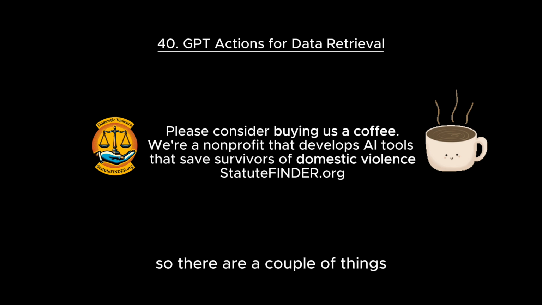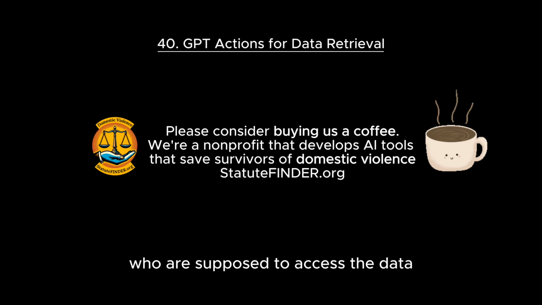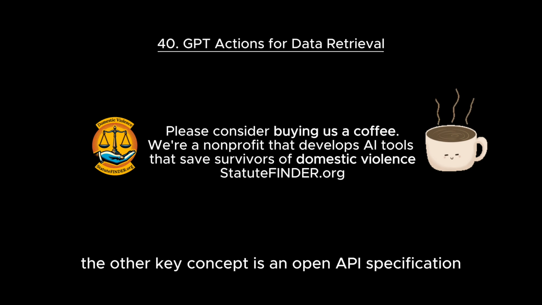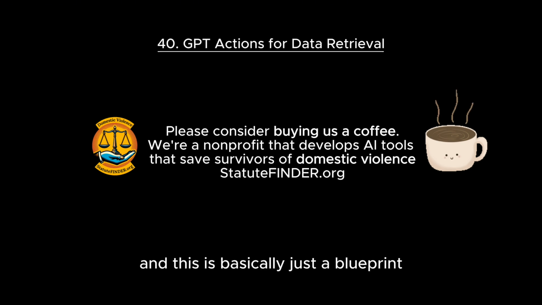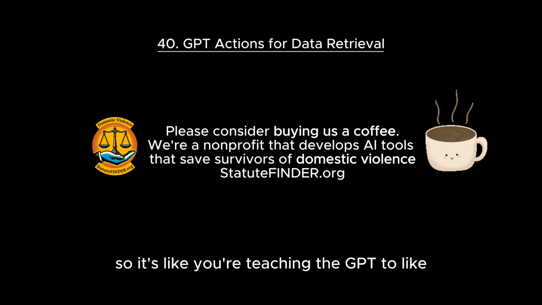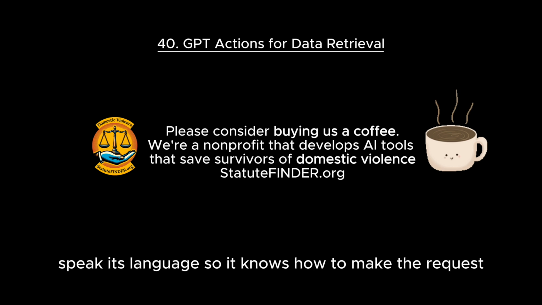So there are a couple of things. First of all, you need authentication, which is kind of just like a password to access a website, right? Right. It's making sure that only the people who are supposed to access the data are able to access the data. And then the other key concept is an open API specification. And this is basically just a blueprint that explains how the API operates. Oh. So what types of requests it can handle, what kind of data it can send back to you, etc. So it's like you're teaching the GPT to understand the rules of the library, right? Exactly. Speak its language so it knows how to make the requests.